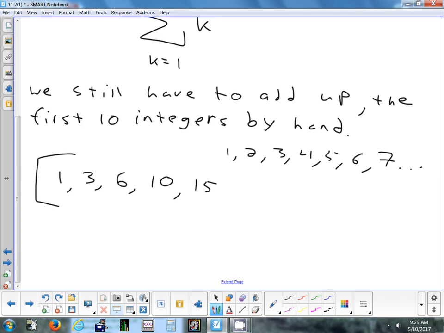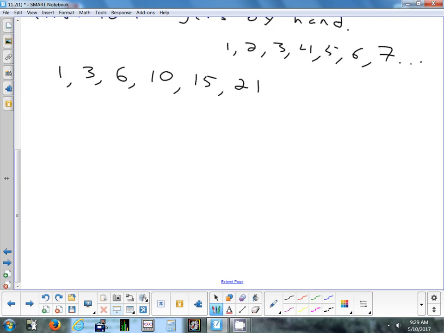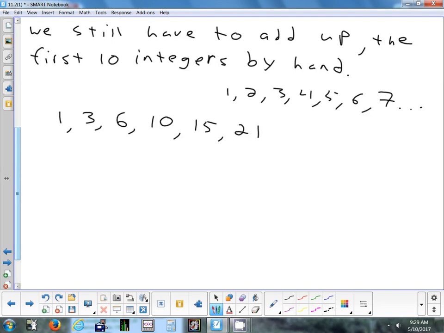So the key now, actually, you know what? Let's do one more so I can show you something. 21. The key is to find a pattern in those numbers. And it's not as easy of a pattern to find. But I'm going to show you a trick so you can at least figure out, does the pattern involve squaring? Does it involve cubing? What does the pattern involve?